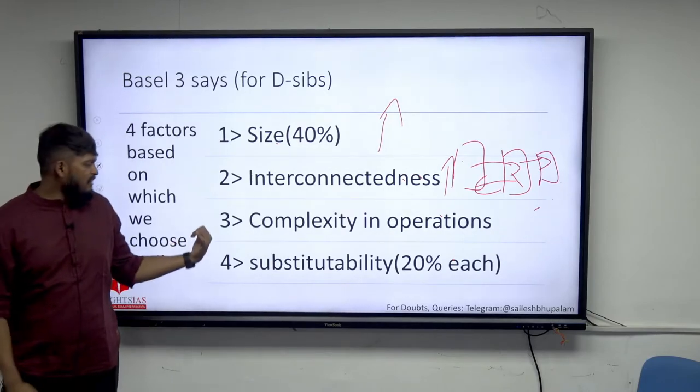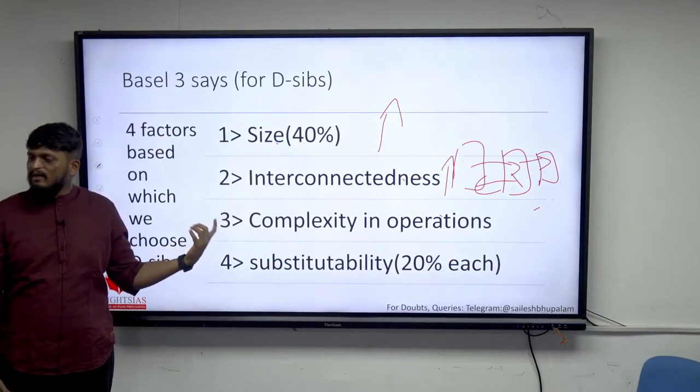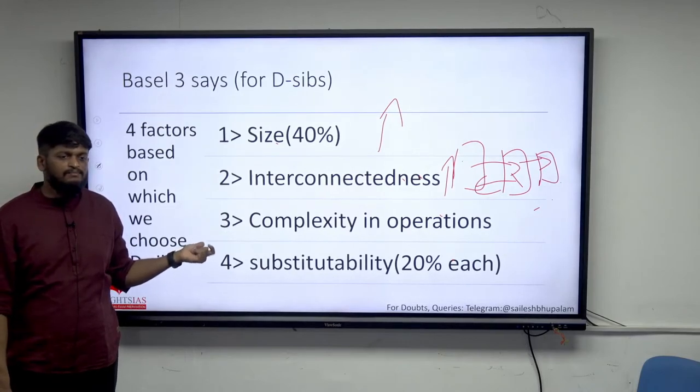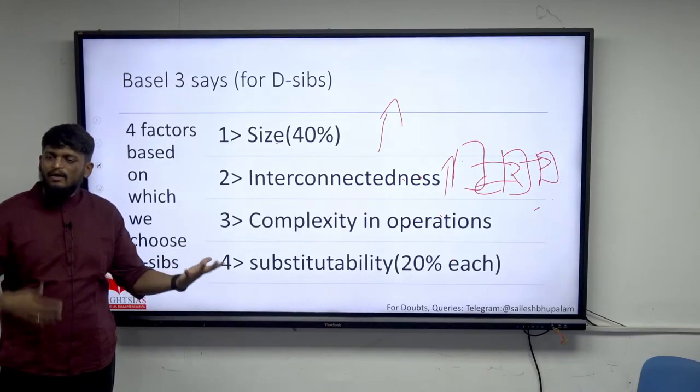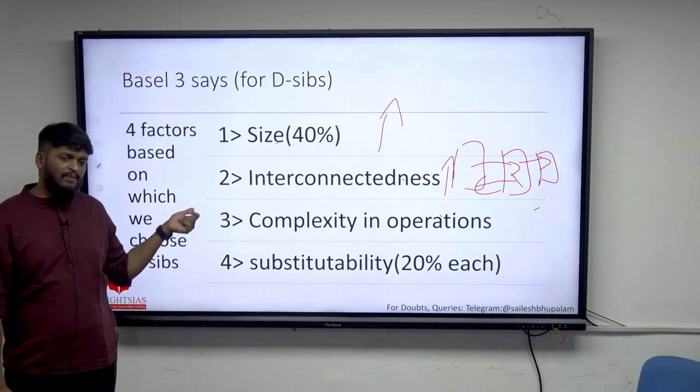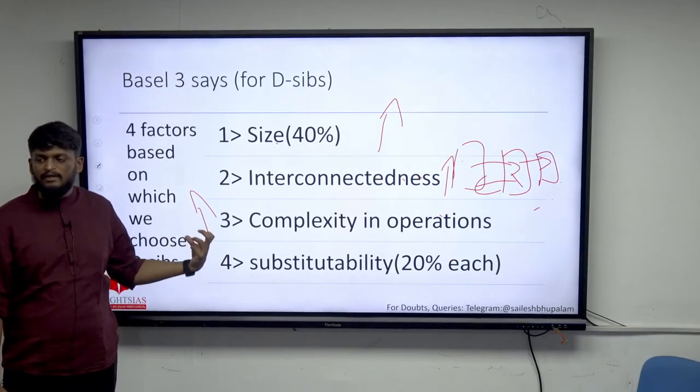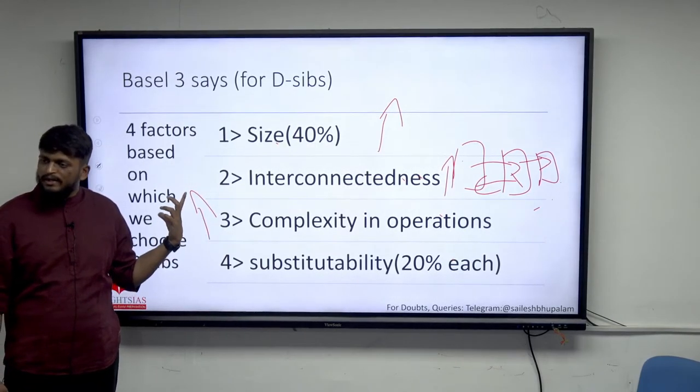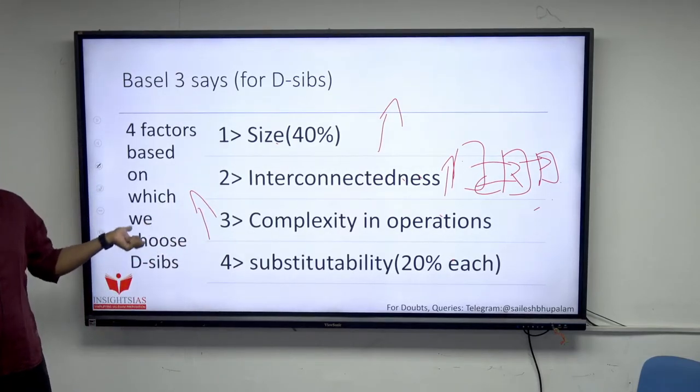As complexity increases, the possibility that one of the umpires will miss something will keep on increasing or not? Yes. Three balls are all moving at the same time. That means as complexity increases, risk will increase. You understood this. So this is basically complexity.